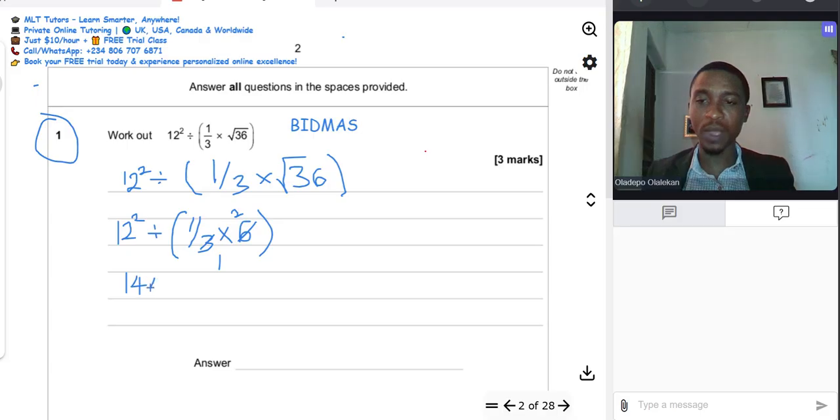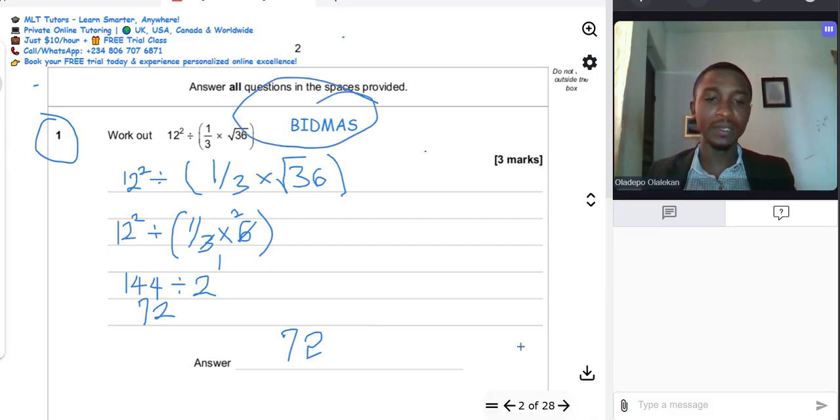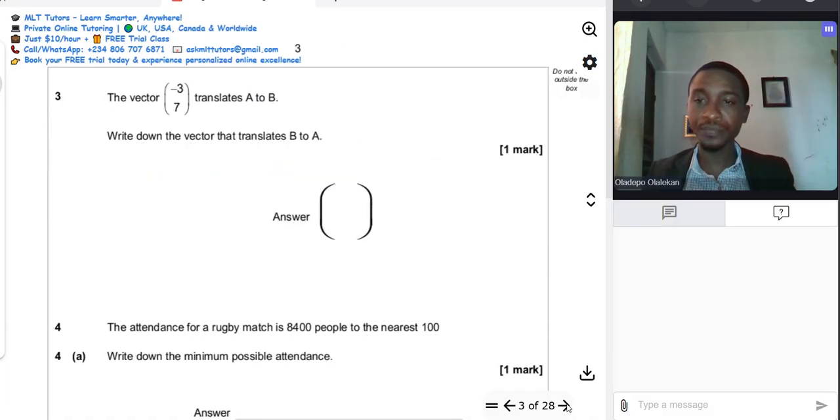If you do 12 to the power of 2, that's 12 multiplied by 12, that's 144, divided by what remains inside the bracket, which is 2. Then 144 divided by 2 should give us 72. So our correct answer in question 1 is actually 72. I hope that is clear, class. What you just need to do is apply your BIDMAS. So on to the next question.